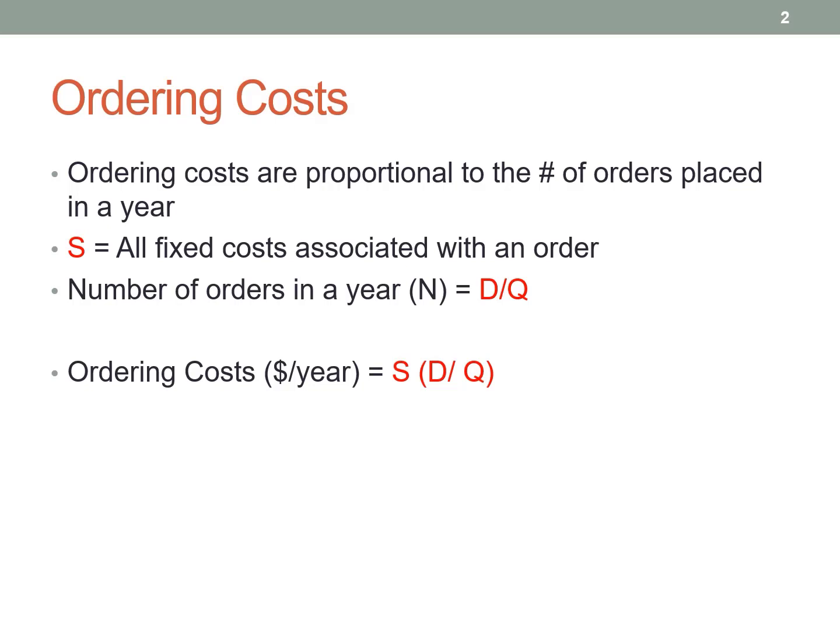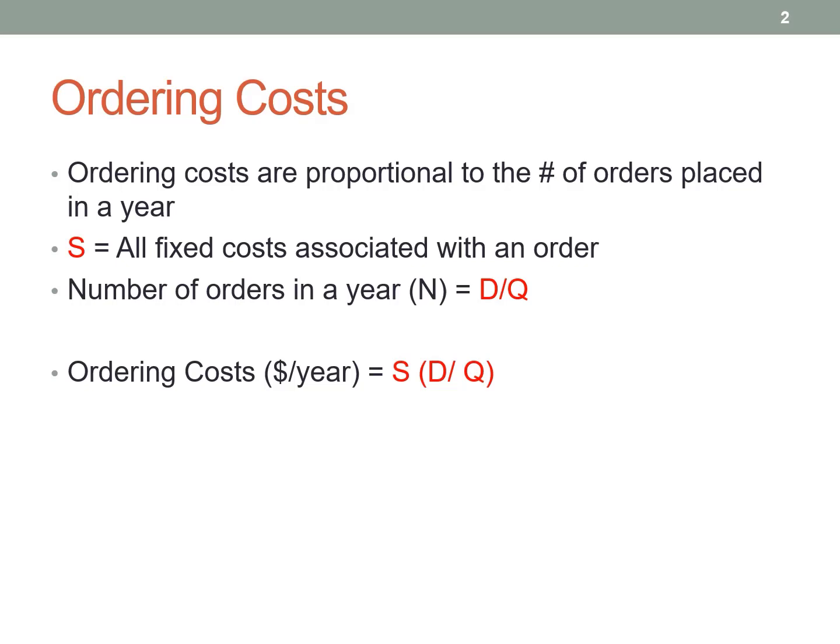Any cost which is proportional to the number of orders placed is going to be part of the ordering costs. Usually an accountant would help a manager determine what the ordering costs are because they specialize in doing costing of various activities. So they'll say, this is your cost per order, and it's multiplied by however many orders you place. So calculating this cost is relatively straightforward.